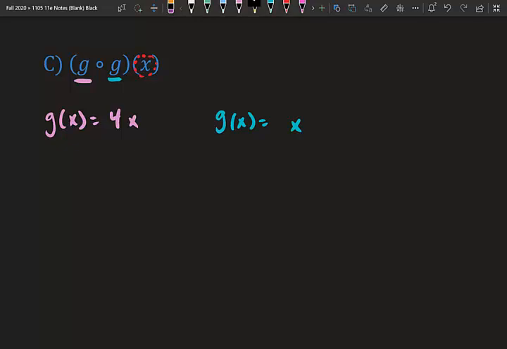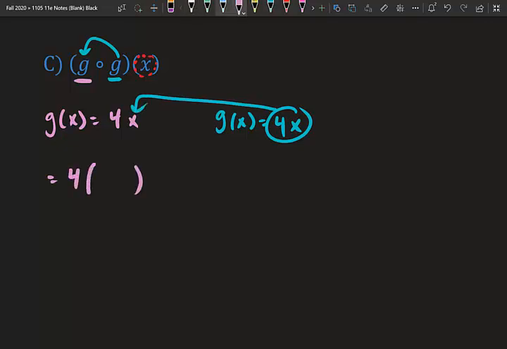So the rules don't change. We're still going to plug the second one into the first one. So the second one gets plugged into the first one. So we have 4 blank, and the blank we're plugging in is 4x. Since we have an x here, we leave it as x. We don't plug anything back in.